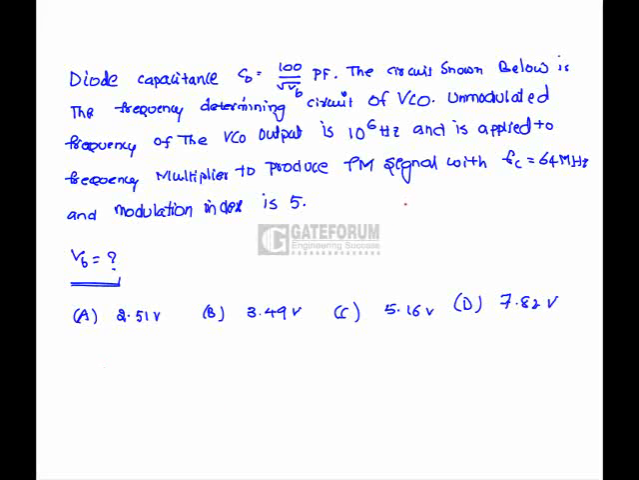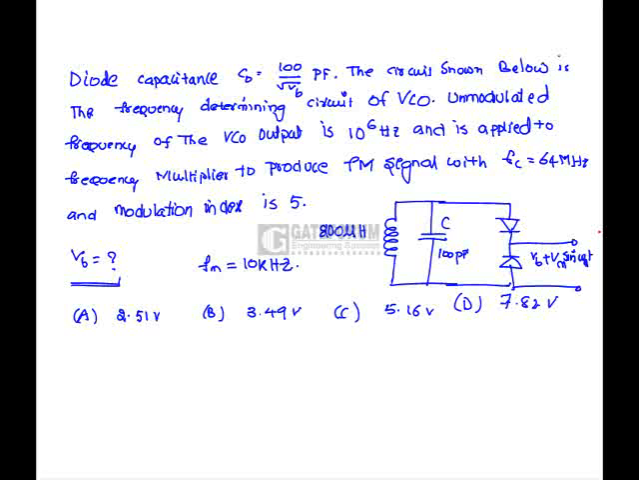Here the diode capacitance C0 equals 100 by root VB picofarad. The circuit shown below is the frequency determining circuit of the VCO. The unmodulated frequency of the VCO output is 10 power 6 Hz and is applied to a frequency multiplier to produce an FM signal with FC 64 MHz and the modulation index is 5.